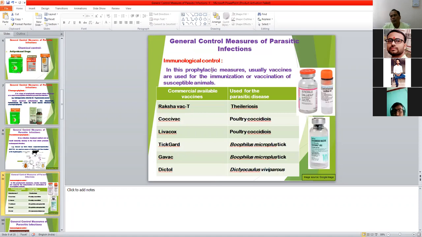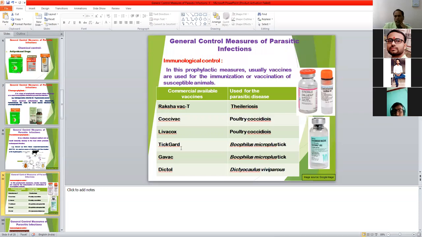Then another method of control of parasitic disease is immunological control, that is prophylactic, to prevent the occurrence of disease, usually used as a vaccine. Some vaccines have been prepared. Generally, vaccine preparation is tough against parasitic infection due to antigenic variation or various antigens found in parasites. But some vaccines are available, like Imocolan, a cell culture live vaccine effective against theileriosis. Coccivac and Livacox are vaccines effective against coccidiosis, that is Eimeria species.